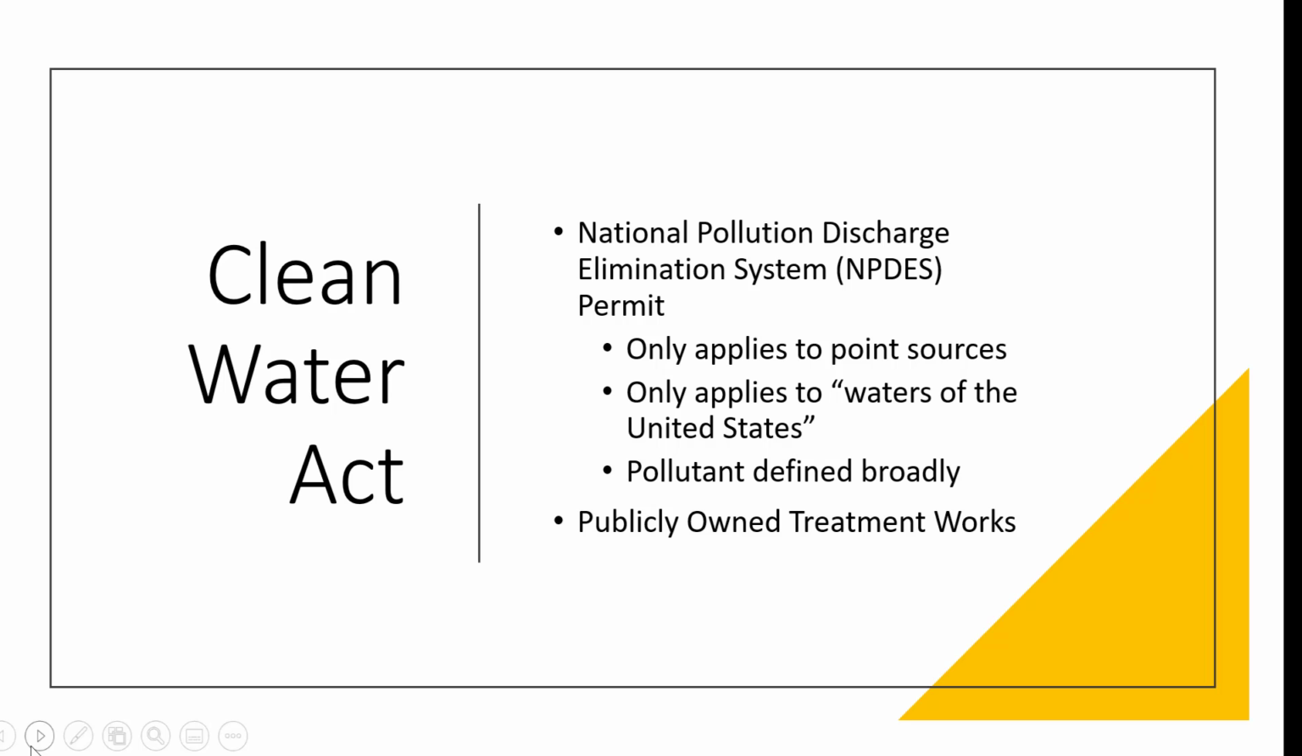Pollutant, however, is defined very broadly. So if it comes out of a point source, and a point source is a pipe of some kind, or a channel, or a ditch, something that is confined, pollutant is defined very broadly, and it is unlawful to discharge a pollutant into the waters of the United States from a point source without an NPDES permit, or not in compliance with your NPDES permit. And obviously there's a huge enforcement arm to this. So the idea is we should know exactly what is being discharged into the waters of the United States.